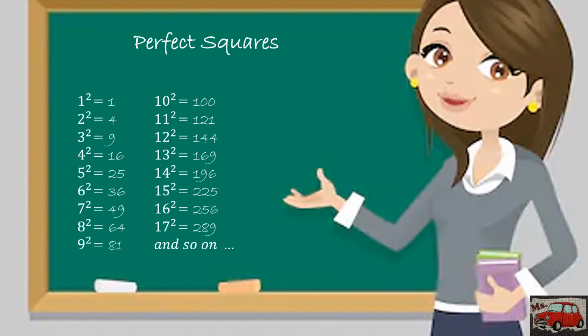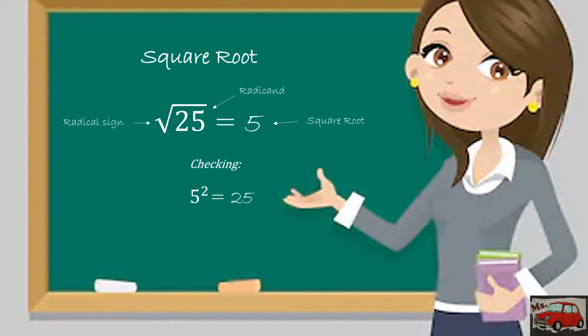Alright? Alright, so pag-usapan naman natin yung square root. So, kung makikita nyo sa screen, meron akong square root of 25. And yung 25, yan yung tawag is radicand.